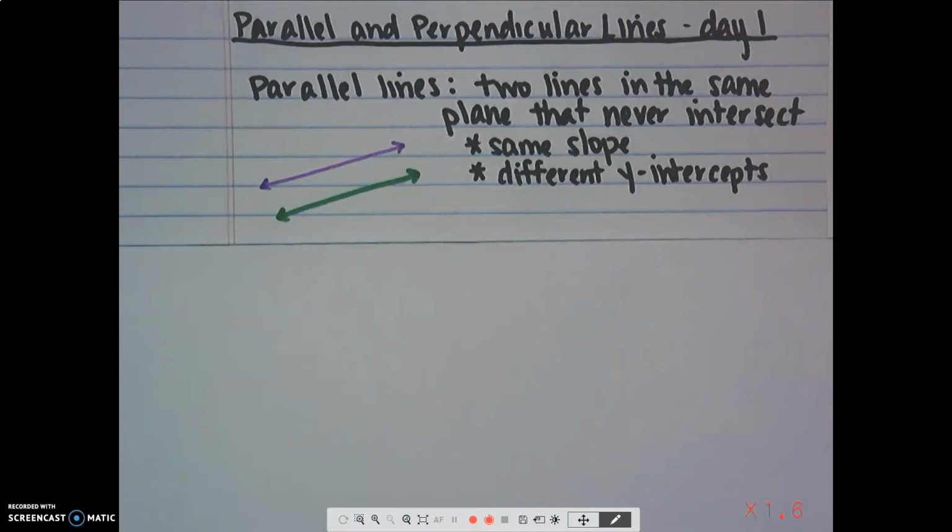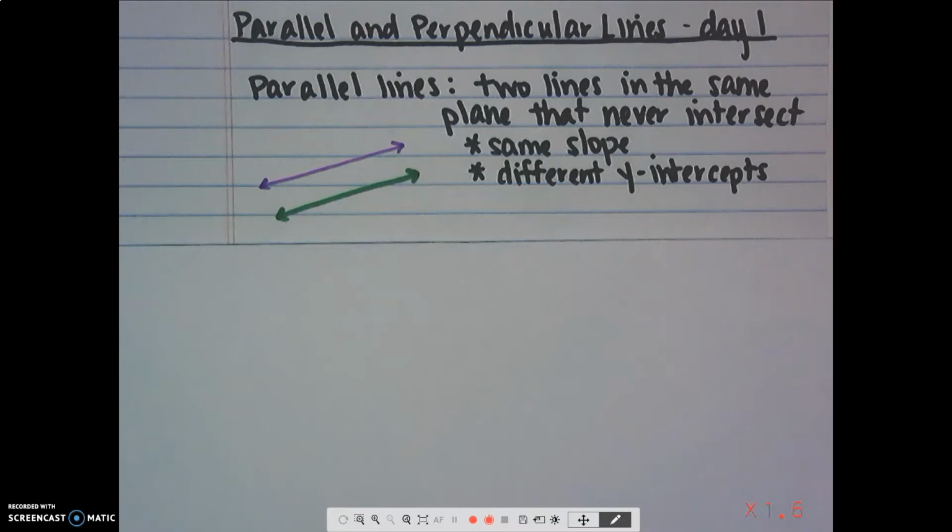Today we're going to be talking about parallel and perpendicular lines for the first day. So just to remind you, parallel lines are two lines in the same plane that never intersect. They'll go on forever and ever, but they'll never cross each other. What that means about their equations is that they have the same slope, but different y-intercepts.